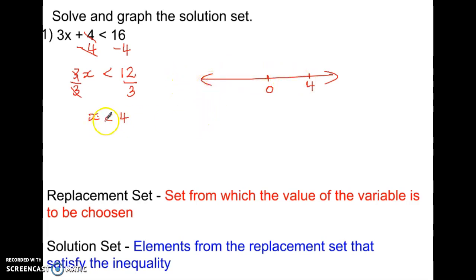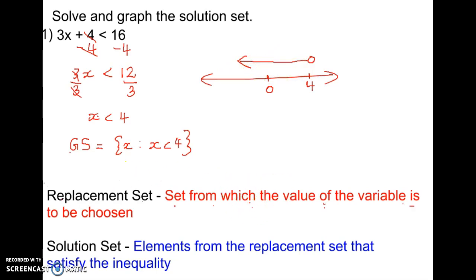So this is the general solution. I'm just going to put GS for general solution. The general solution is the set of all x such that x is less than 4. So how would you graph it? You would put an open circle above 4. That means you cannot include 4, but all the numbers less than 4. So you put an arrow to the left side.